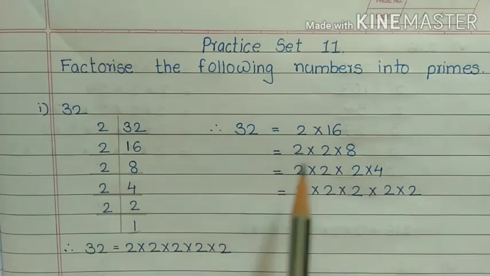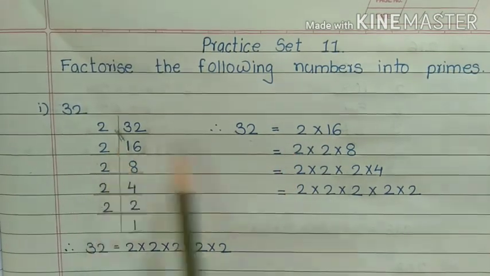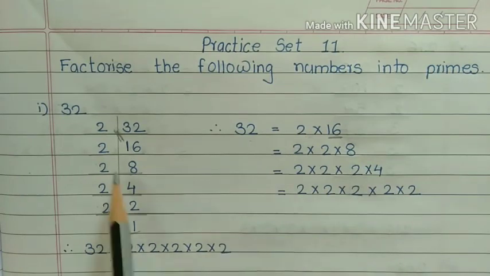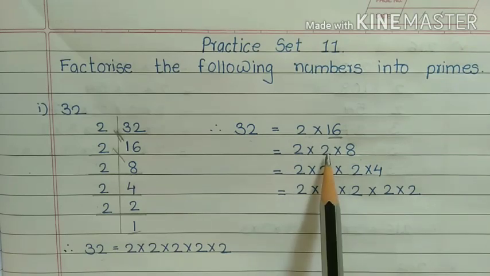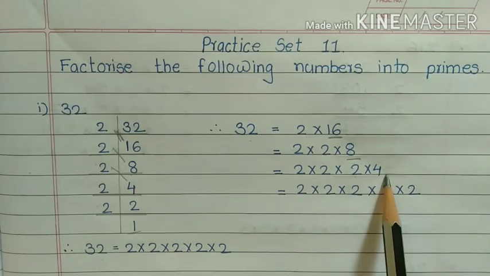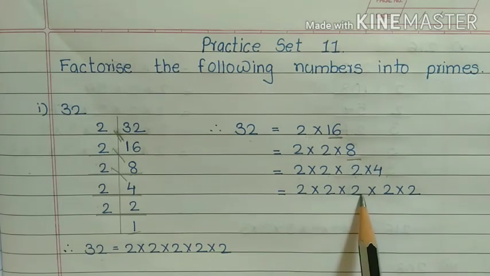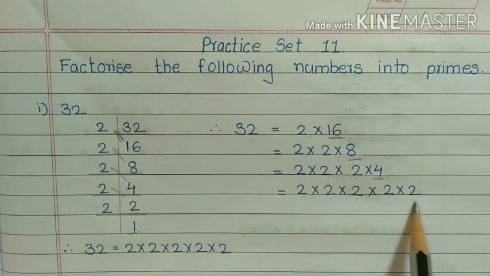Now the horizontal method. 32 is equal to 2 multiply by 16. 2 as it is, 16 is composite. 2 8s are 16. 2 multiply 8, 2 as it is. This 2 as it is. Now 8. 2 4s are 8. 2 multiply 4. 2, 2 and this 2, all three are as they are, as primes. Now 4 is composite. 2 2s are 4. Got all prime numbers. Procedure is over.